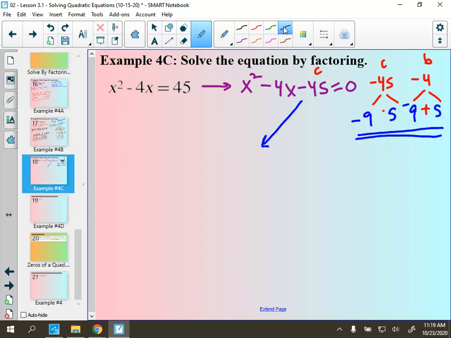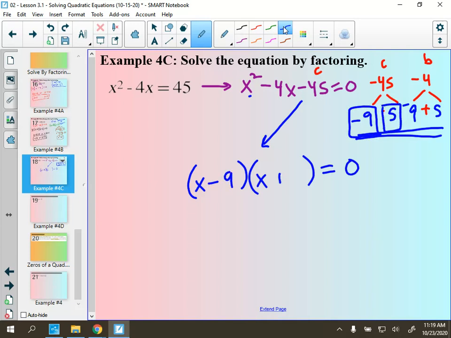I'm just going to bring it over a little bit. It's going to factor into two binomials equal to 0, where it's x squared, the square root of that first term again is going here and here. And then I just use the signs of these. So I said it was negative 9, so I'm going to write a negative 9 right there. And this is a positive 5, so I'm going to write that as positive 5.